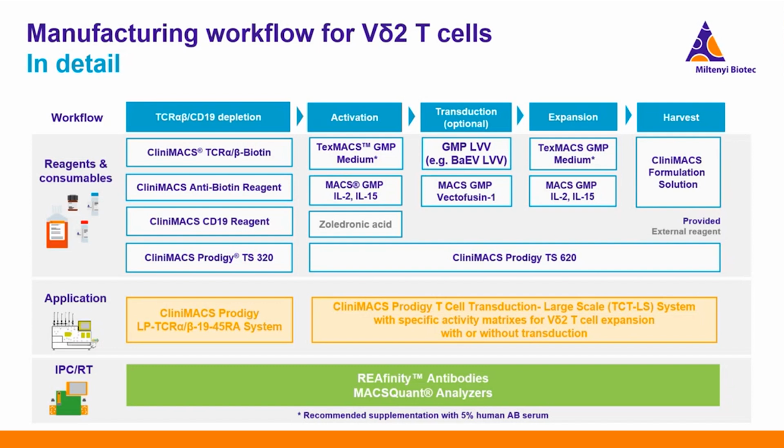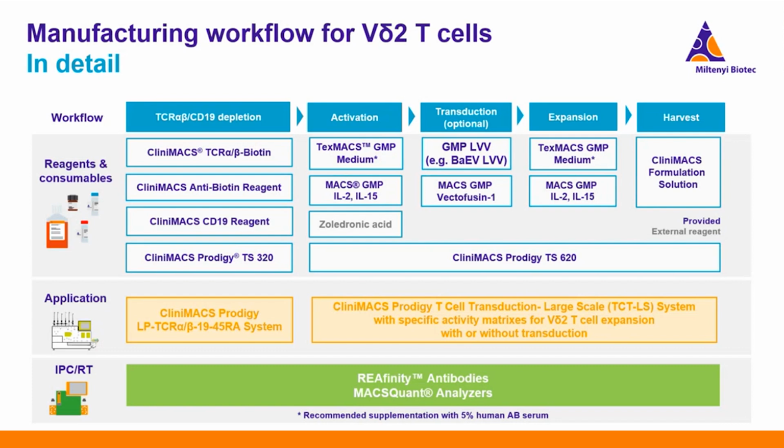We have a new application, which is the one we are using in our gamma delta T cell manufacturing protocol. And once we are depleting the cells using this application, the remaining cells are transferred into a different tubing set with the use of a different application, shortly called TCT-LS, with the use of a specific activity matrix, with or without the transduction activity, depending on whether this is needed or not.